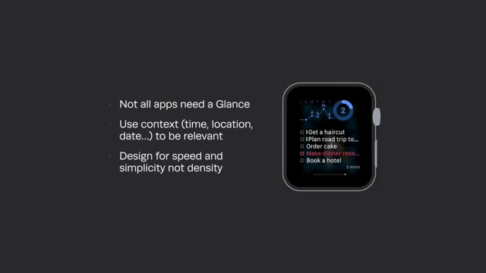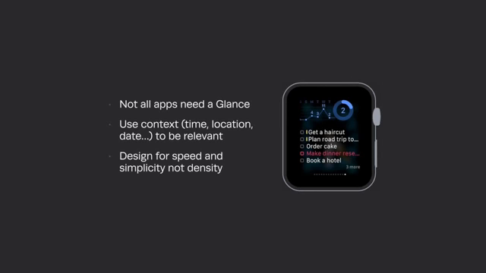Glances only make sense if what you're showing is relevant and contextual. That means the information that you show should be specific to the time, the location and the date of the user. I don't want to swipe up and see Tuesday's weather in California if I'm standing here and it's Monday and I'm in Melbourne.